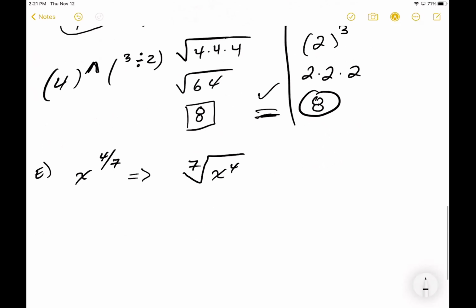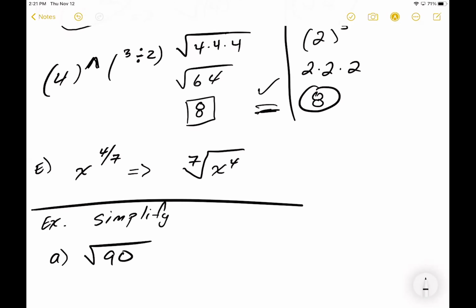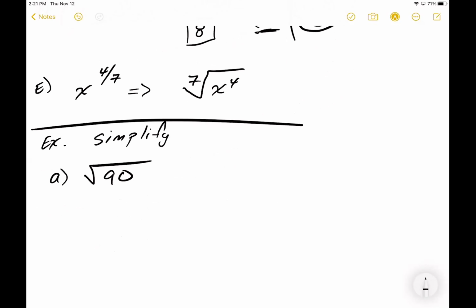Well, let's practice this item. We did this yesterday. The example we asked you is to simplify. Let's say they ask you this item: simplify the square root of 90. So how do we simplify the square root of 90 here, ladies and gentlemen?